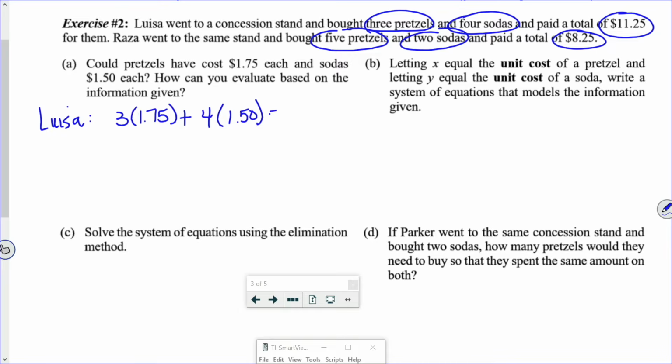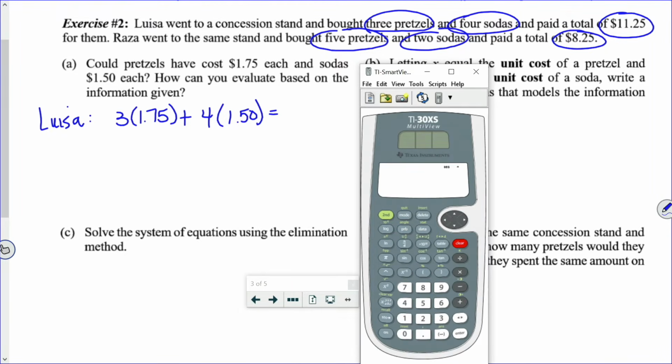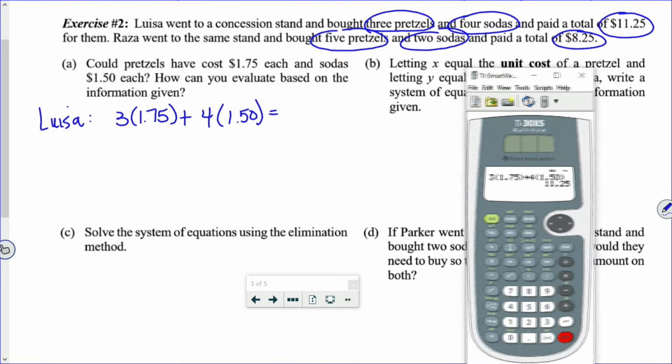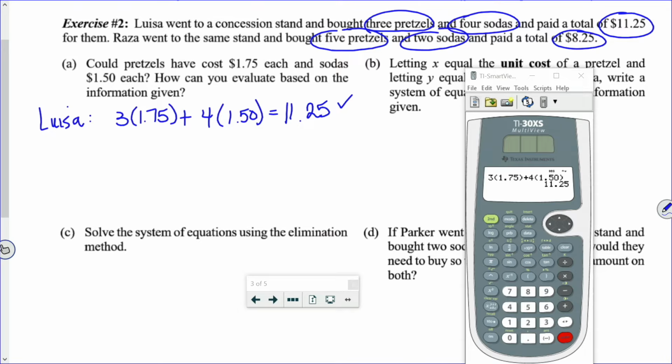So let's bring our calculator out very slowly and see if that would have worked. 3 times 175 plus 4 times 150. I'm going to do this all in one calculation on the calculator. And that's $11.25. Awesome. So far so good. That works. And let's see about Raza.